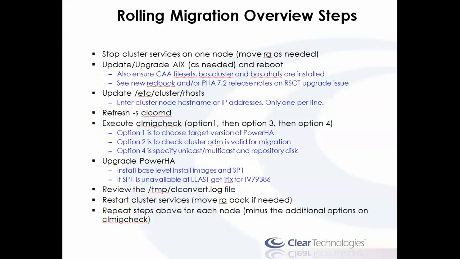It used to be only 1 through 3 before, now it's 1 through 4, and now option 1 will actually prompt you with a list of PowerHA version 7 somethings that you could migrate to based on the AIX level detected. So historically it always assumed that you were migrating to the latest level that the AIX level that you were on supported. Now you get to choose that. So I will show that in the demonstration.